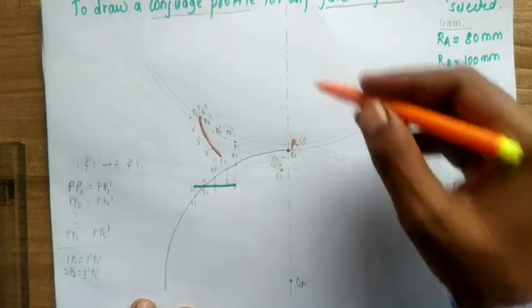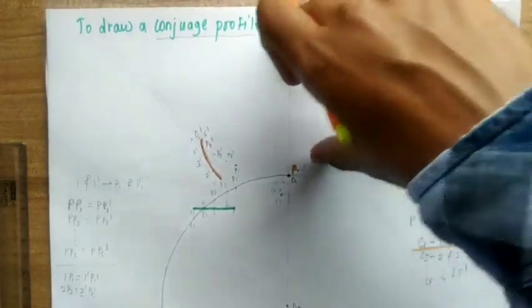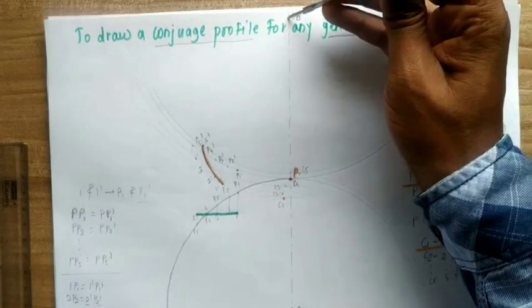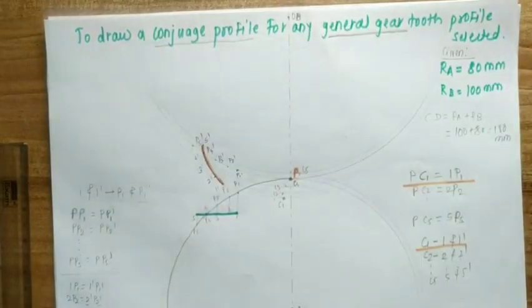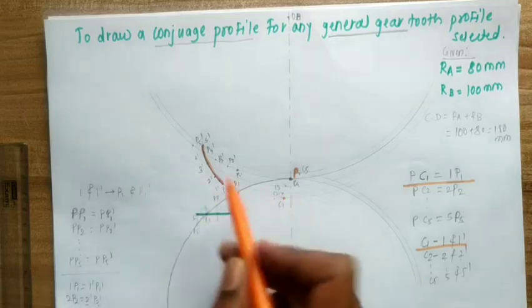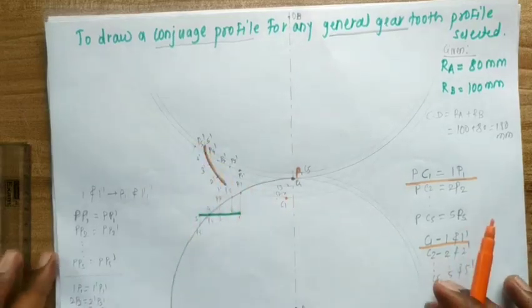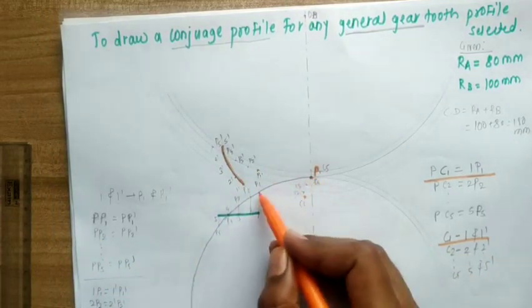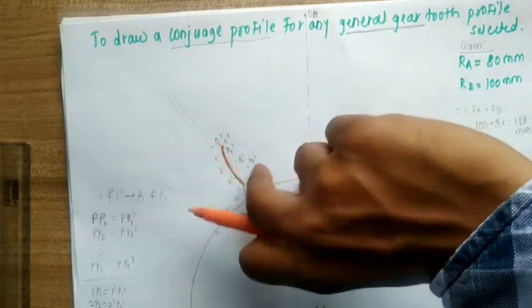And for getting the locus, draw with OB as center, circles passing through C1 to C5. So likewise we can draw circles through C1, C2, C3, C4 like this. Then once you get the locus of 1 dash, 2 dash, 3 dash, 4 dash, 5 dash, the next step is to get the pitch points on the circle of B. And to get pitch points, I use this relation.